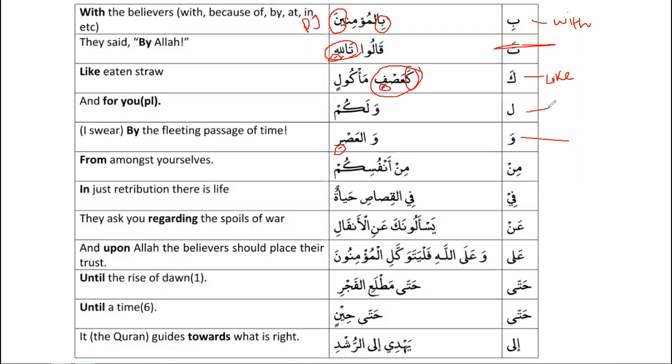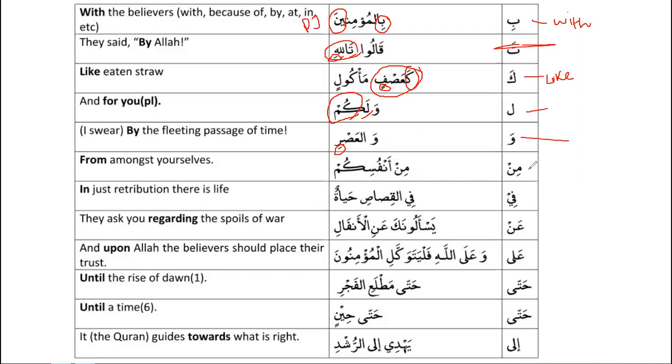Lam. Lam means for. So you can see here lakum. What is the kum here? You don't memorize the pronoun chart very well. It's kum, ka kuma kum. Kum means you all. It's the attached version of antum. So lakum means for you all, for all of you.